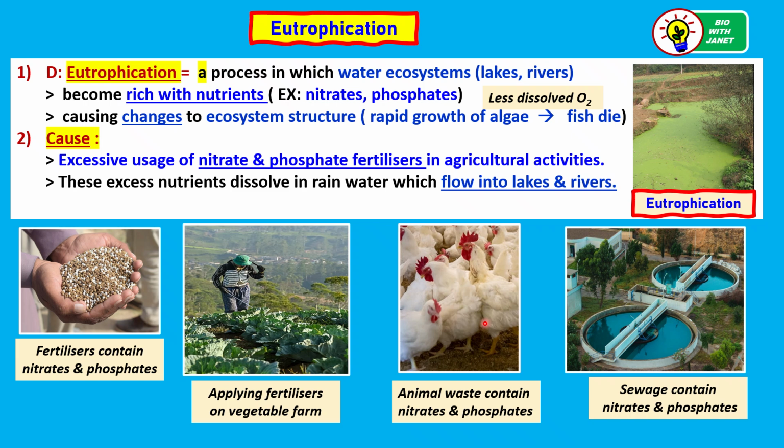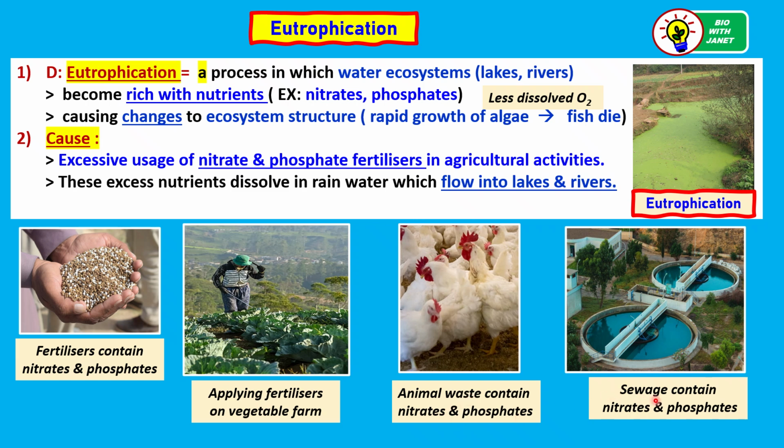And another source of nitrates and phosphates is animal waste. Animal waste or animal feces. Please don't say the word shit, S-H-I-T, all right? Although it's a commonly used word, in the exam, use the proper term. The proper term is animal waste or animal feces. Animal feces, human feces, they all contain nitrates and phosphates, okay?